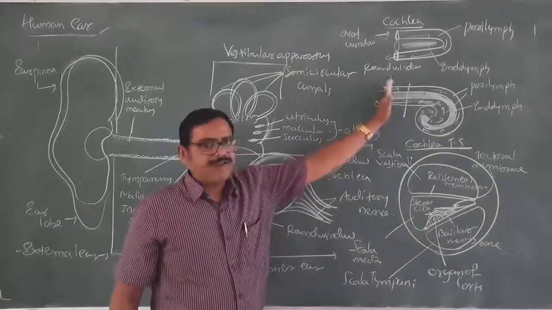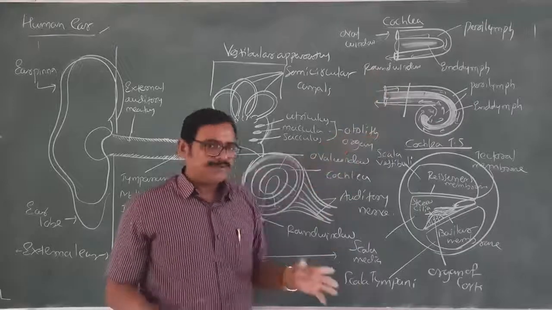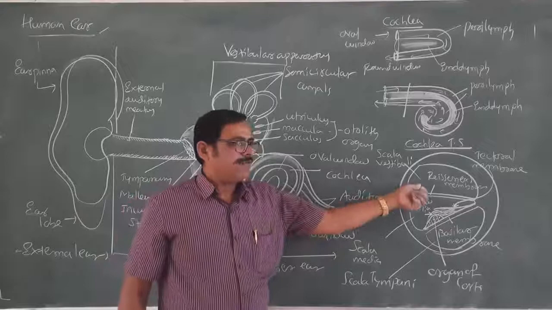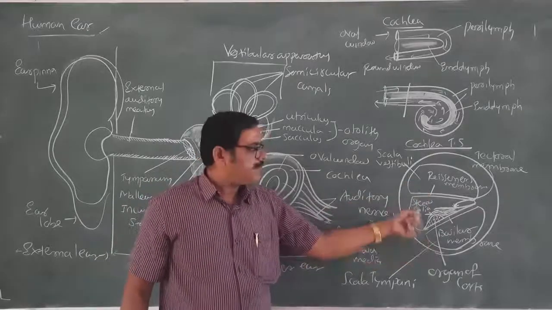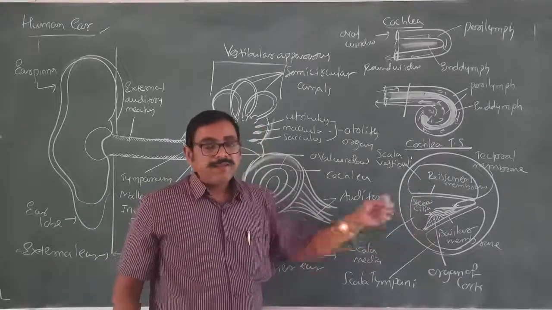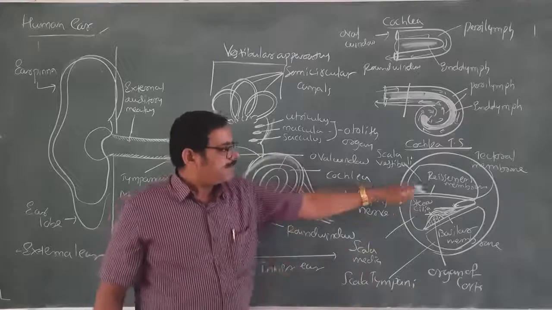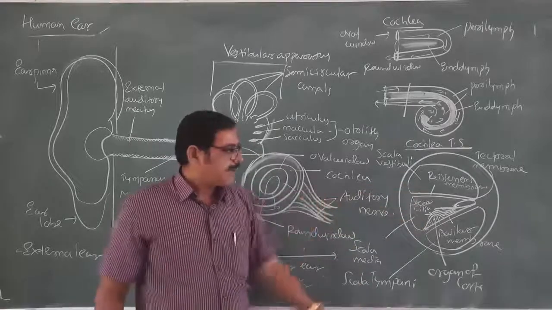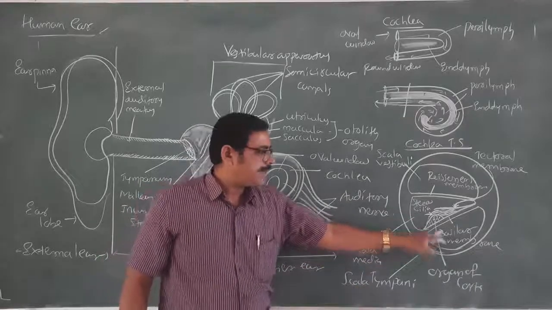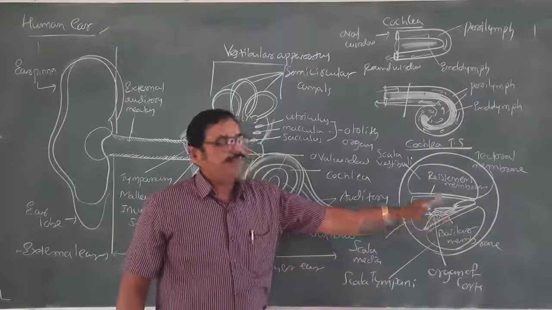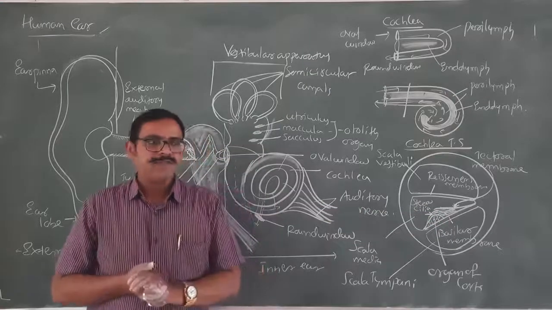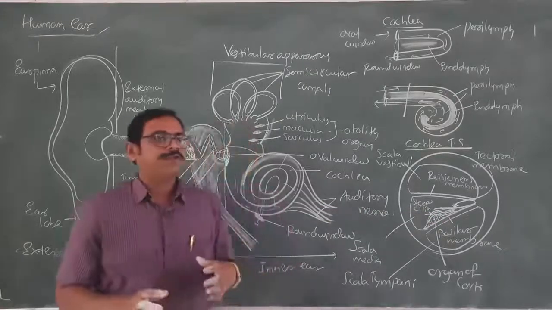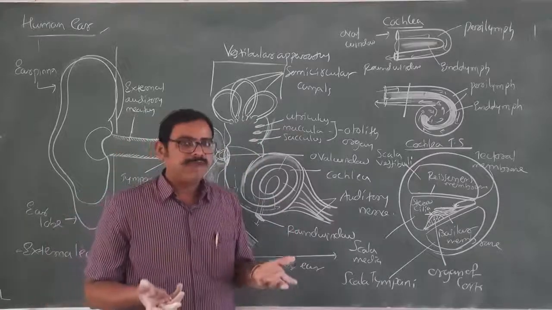A cross section of this cochlea reveals three important chambers. The upper one is scala vestibuli, the lower one is scala tympani, the middle is scala media. Now the membrane between vestibuli and media is Reissner's membrane. The membrane between scala media and tympani is the basilar membrane. Above the basilar membrane, the organ of Corti is there. That is the most important structure to convert the vibrations into signals or impulses.